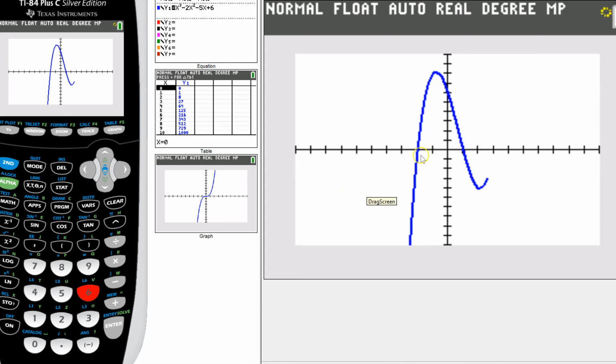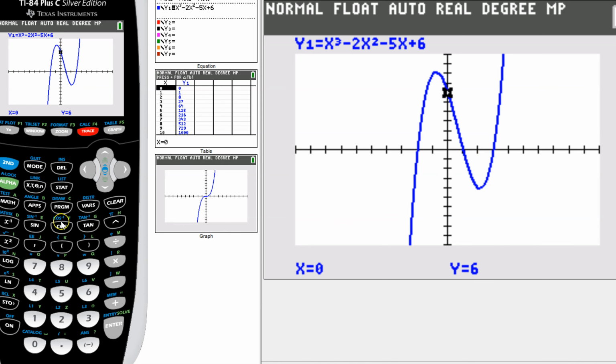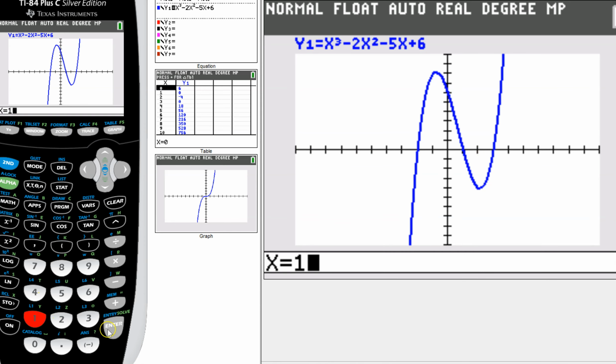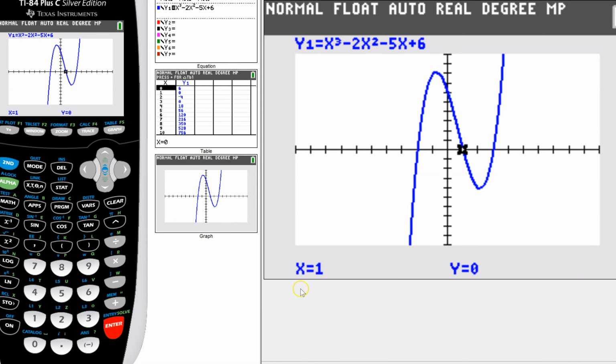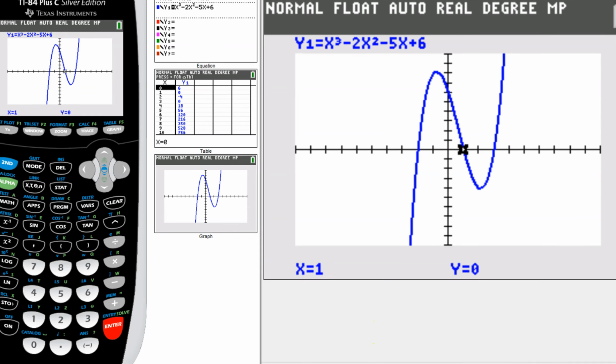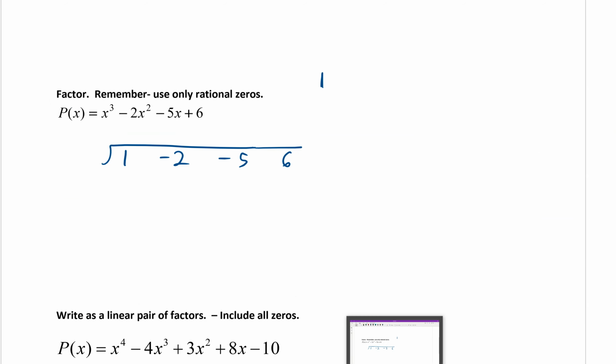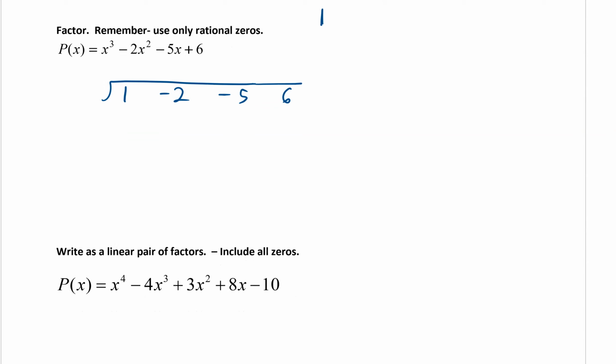Okay, so it looks like -2, 1, and 3. Let's just test 1. I like 1, so literally just testing 1. It says 0. So 1 is a 0. We can go back and find everything else. So we know p of 1 is going to give us 0.